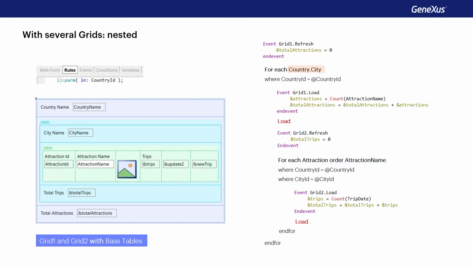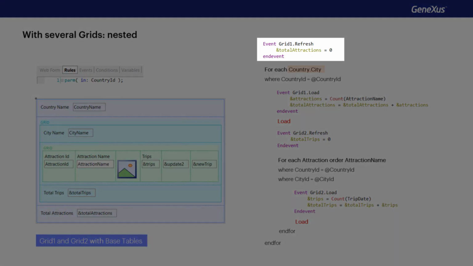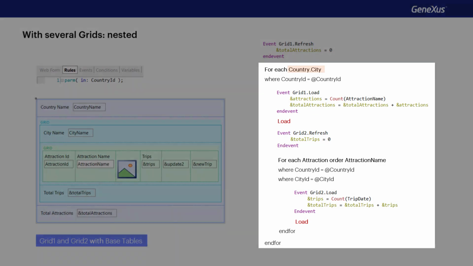In short, the refresh of the external grid will be triggered, and then the implicit for each that we're seeing, which together with the internal one will make up a join.